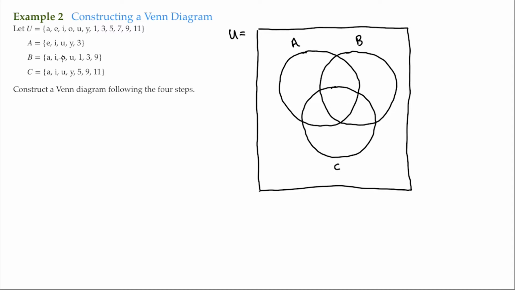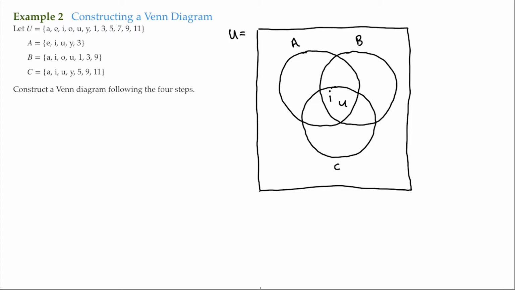So we'll come back over here and we look for all the elements that are in all 3 sets. And you can see I've got an I right here. And it looks like we've got a U. So I'm just going to put that in. I and U.